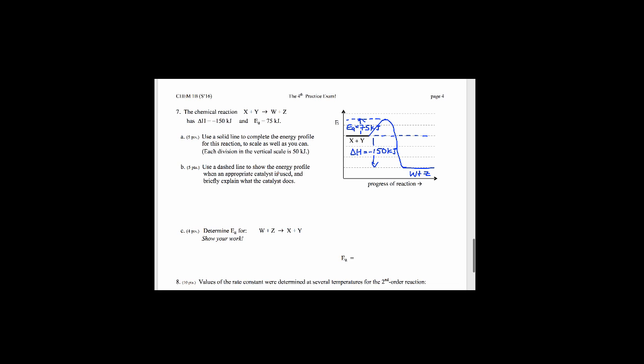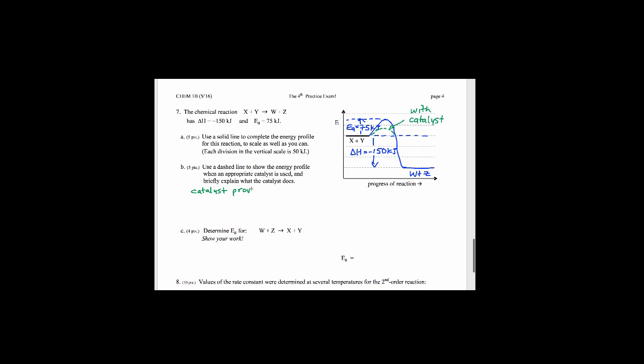Now, if we have an appropriate catalyst, what we know a catalyst does is it provides an alternative reaction pathway with a lower activation energy. So we'll use a dashed line, and we'll also use a different color. So in green here, what we can predict is that with a catalyst, we would expect a lower activation energy hill.